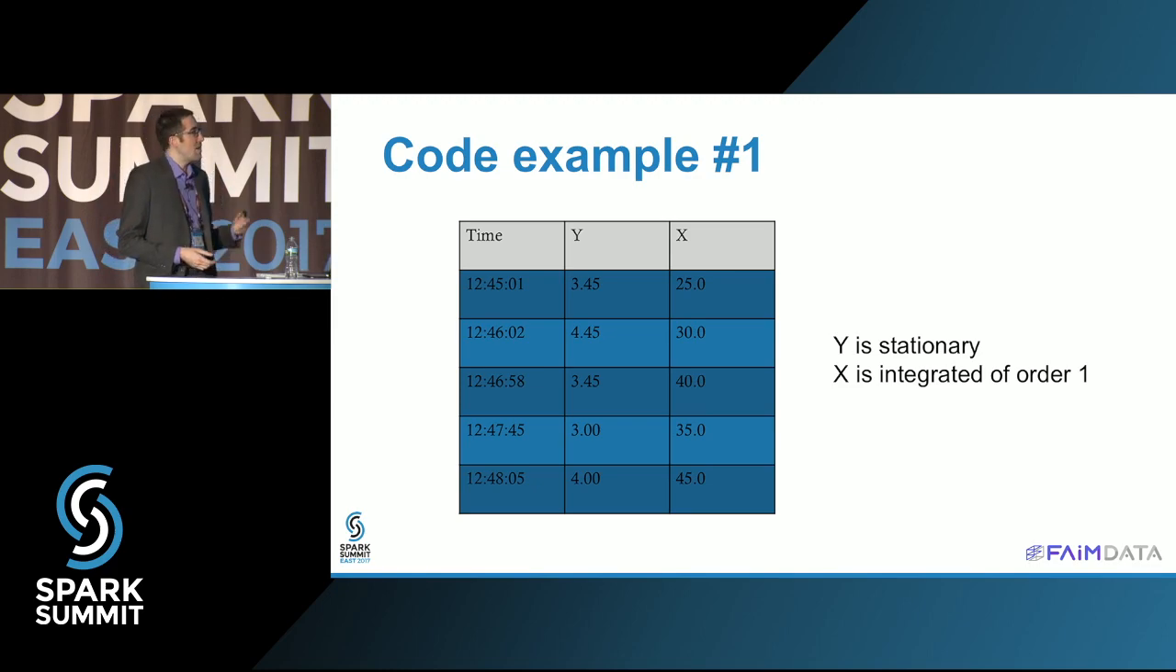Okay, so first code example. Let's say that we have this data set composed of two variables, y and x. And here I only show the 5 oldest values, but you can assume that there's a lot more of those values. And let's further say that y is stationary and x is non-stationary.